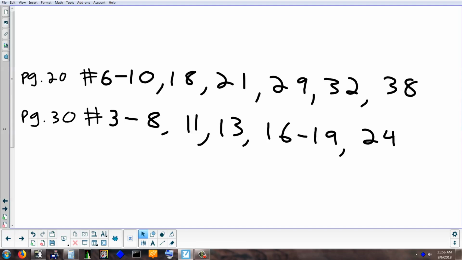And as far as a reference sheet, somebody asked me about that. You can make a reference sheet. I don't think we really did any formulas that you need to know, but if you want to make a reference sheet, you can.